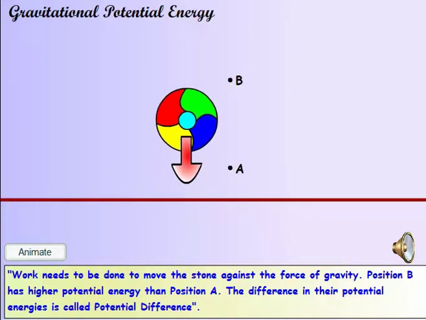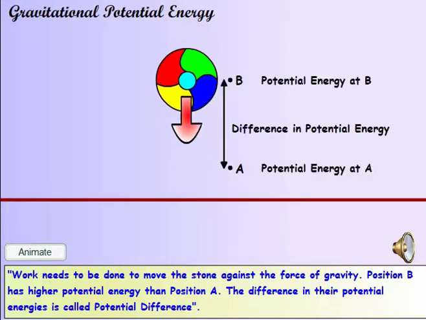When you raise the ball from the ground to a height, you end up doing some work on the ball and in the process raise the potential energy of the ball. The higher the point B, the more will be its potential energy, and the greater will be its potential to do work.